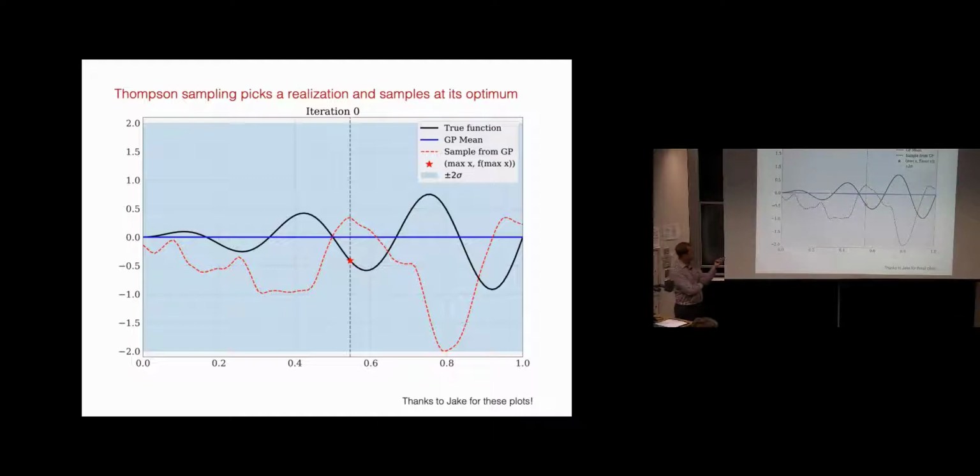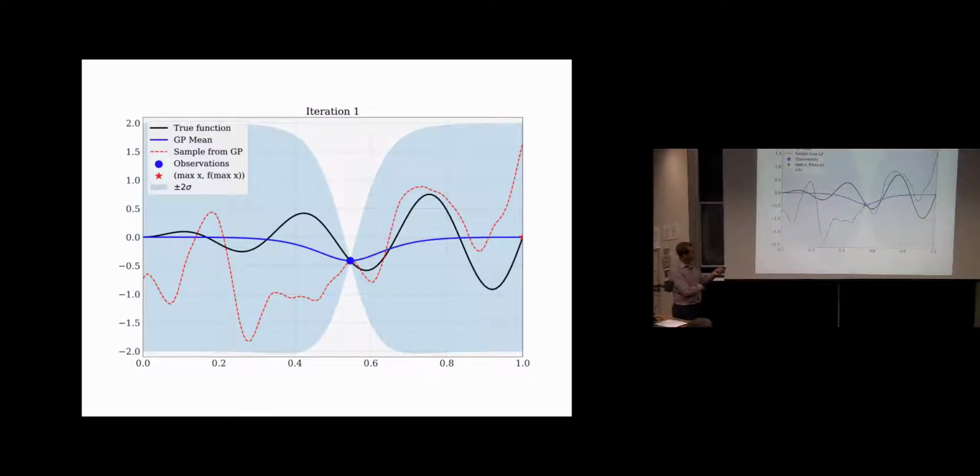Here the black function is the unknown function. We have not seen any data yet, so the estimate is flat and the uncertainty is very large. We pick one realization of this distribution. This is one realization of our surrogate. We find an optimum of this realization, which is here. So we sample this point, and we observe this value. Then we update our posterior. Now the estimate is revised, and the uncertainty quantification is revised.